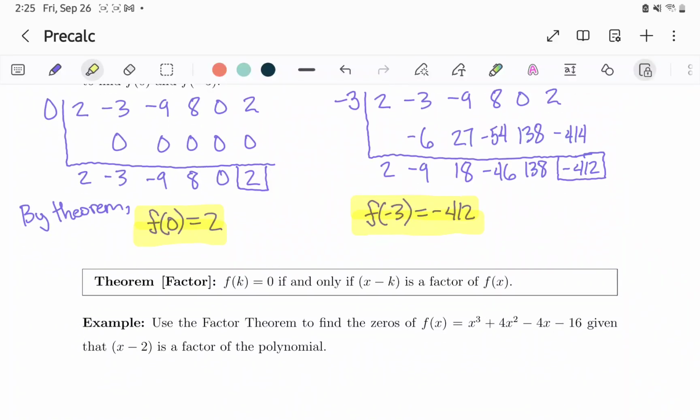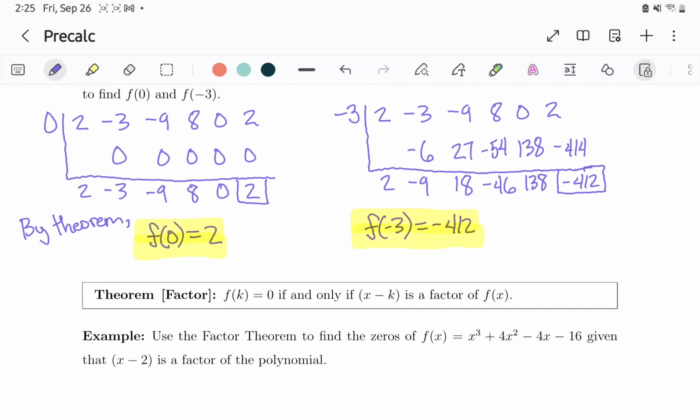All right, and then we have our next theorem, which is going to be the factor theorem. So the factor theorem says that f of k is equal to 0 if and only if x minus k is a factor of f of x. So the factor theorem is kind of like the combination of the remainder theorem and what we said earlier with the division algorithm. And by what we said earlier, I mean in the section 3.4 notes.